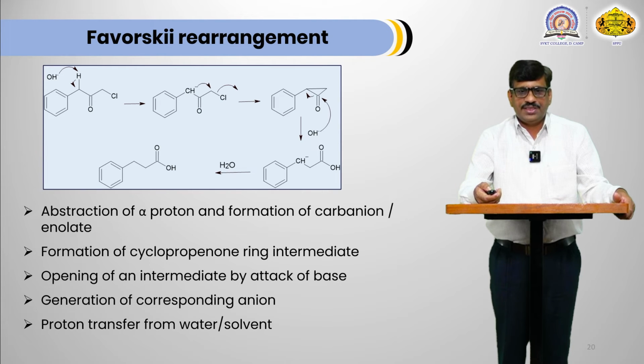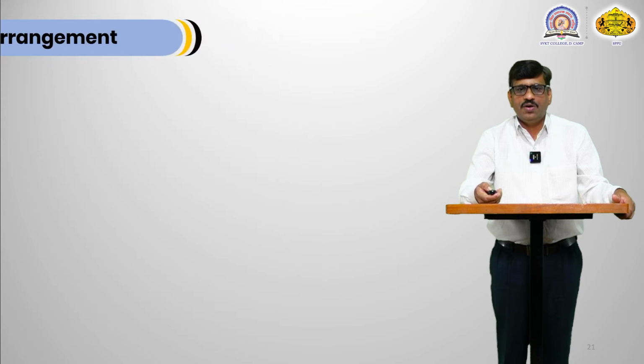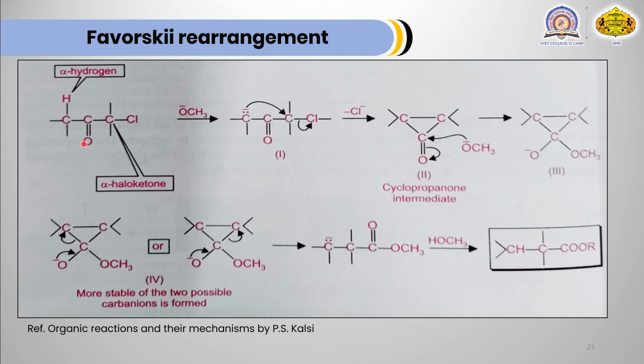These are some features: abstraction of alpha proton and formation of carbanion or enolate takes place in the first step. Then formation of cyclopropanone ring intermediate is there. Then opening of the intermediate by attack of base, generation of the corresponding anion, and finally that anion is protonated by water or the solvent. Let's see another reaction showing the mechanism of the Favorskii rearrangement.